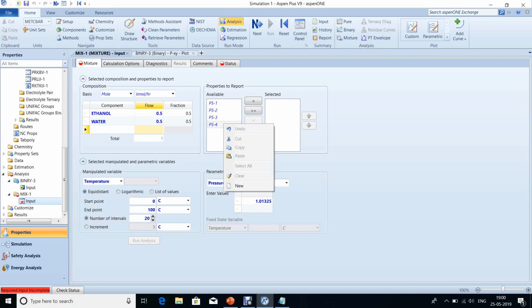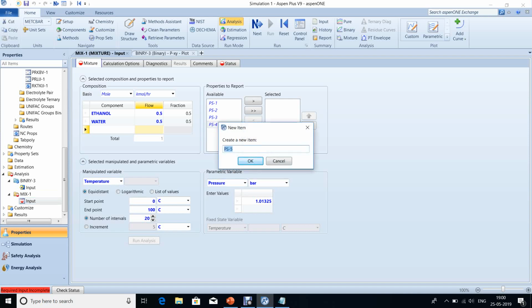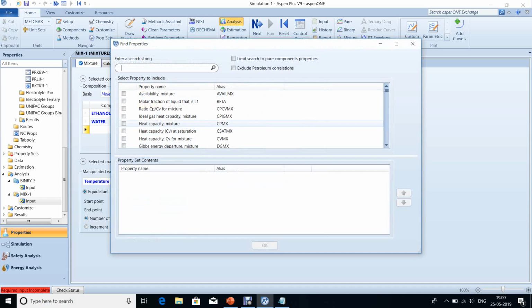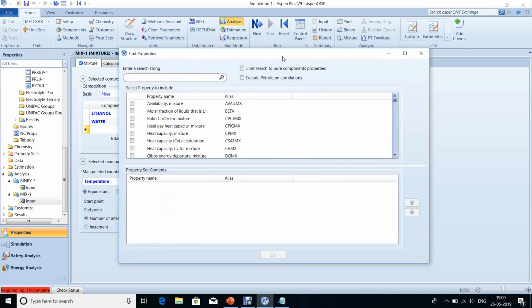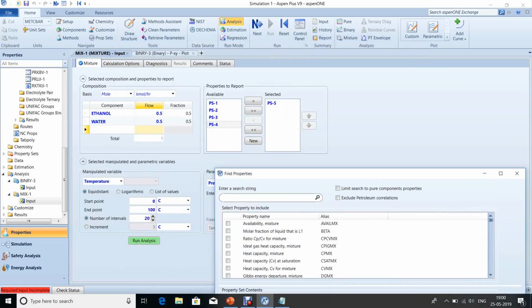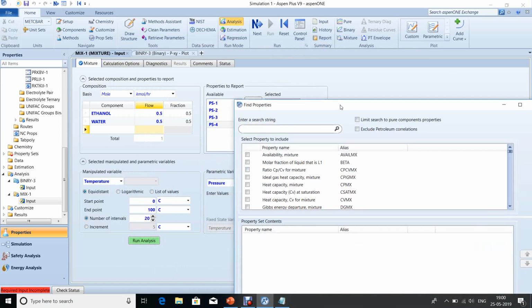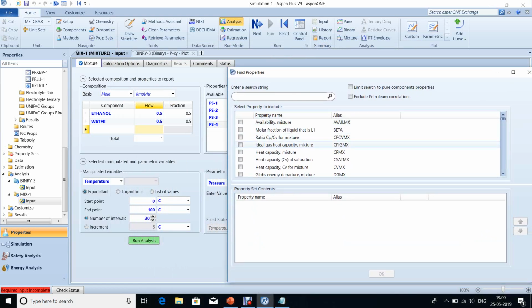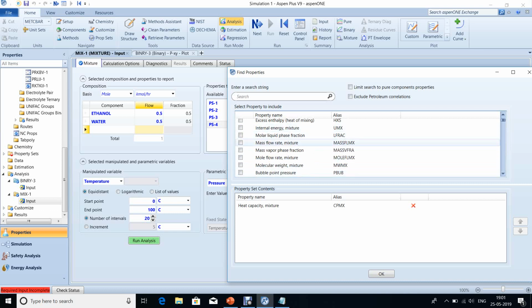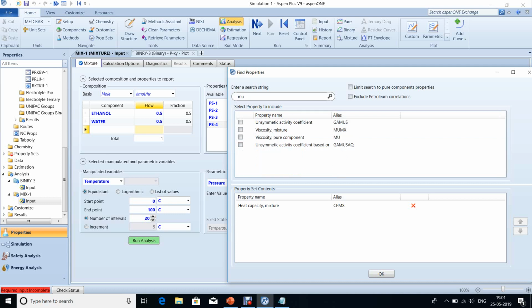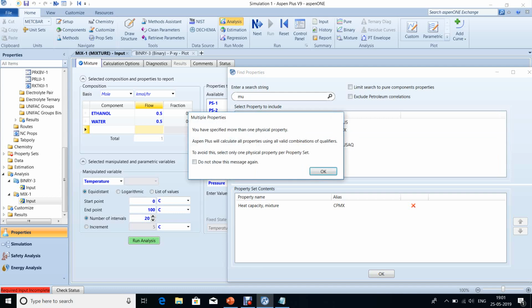Let's say I want to create a new thing, say PS5. Now this PS5 which is selected over here can be anything, say heat capacity of mixture, and say anything, any property, say not mole flow rates, let's say mu, I don't know, mu is there, yes, viscosity of mixture is there.